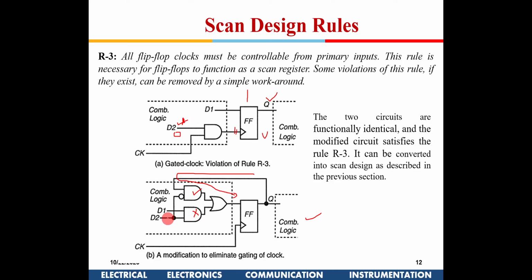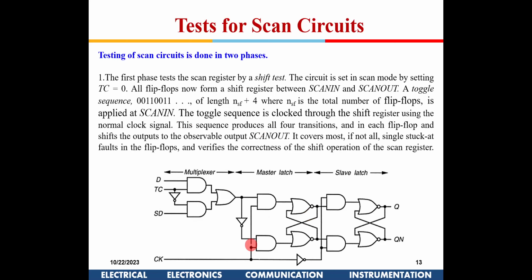The same thing happens here. When D is equal to 1, the top gate is disabled and the bottom one is enabled, and whatever is the value of D will be captured. So these two are functionally one and the same, but this is okay for testability. If there is a requirement of some circuit like this, it should be implemented in this manner, where everything works in a synchronous fashion. Synchronous fashion means each will be triggered by the same clock. That is the one other requirement.